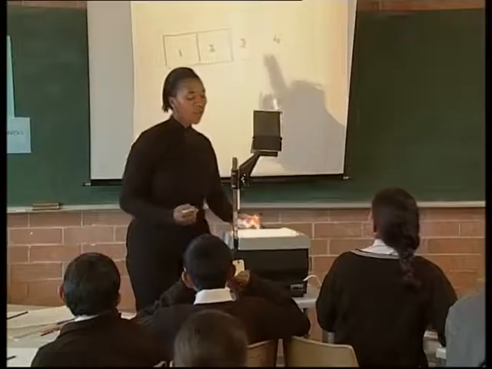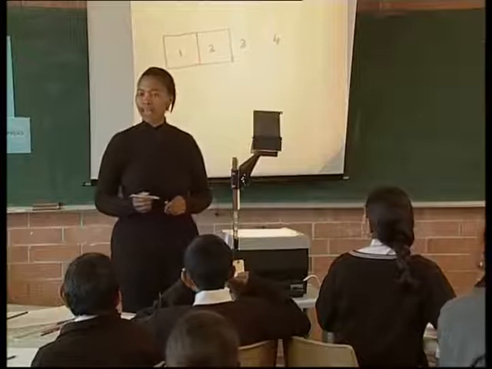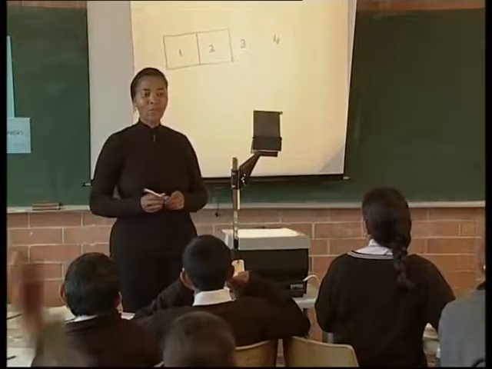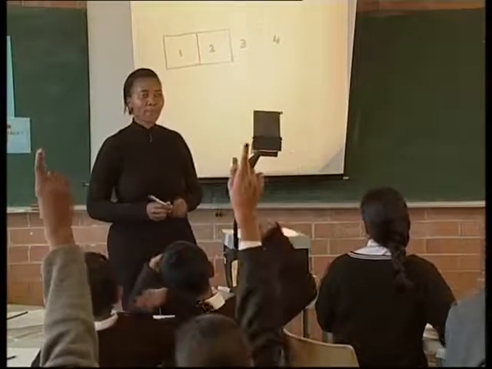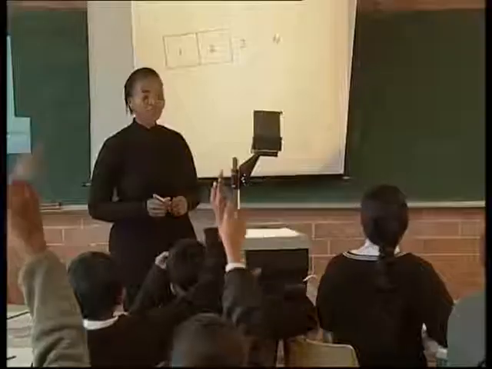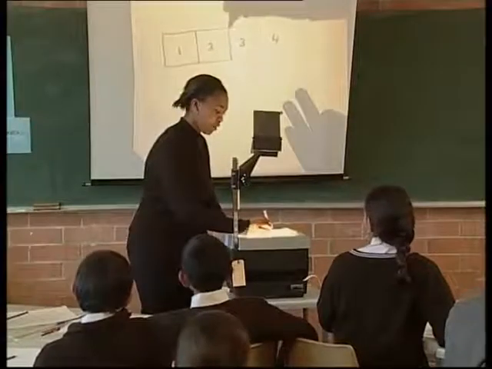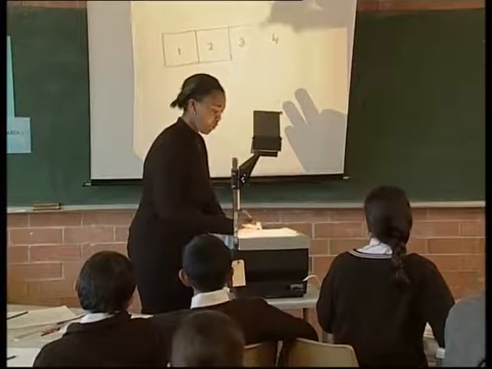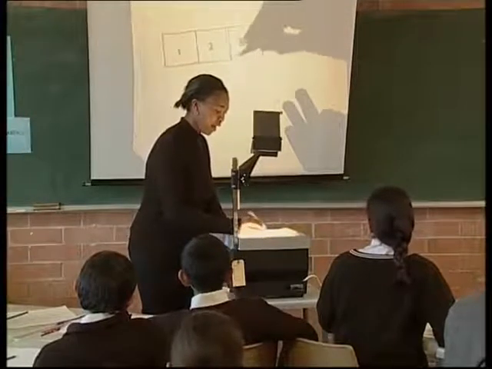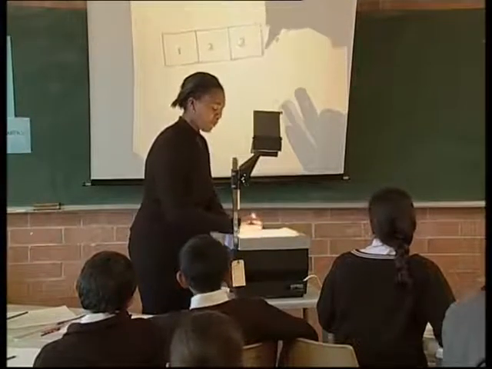Now, I want to join the third square to the second square. How many lines will I need to draw? Sana? 3. 3 lines again. So this is the first one I will draw, and the second one, and the third one.